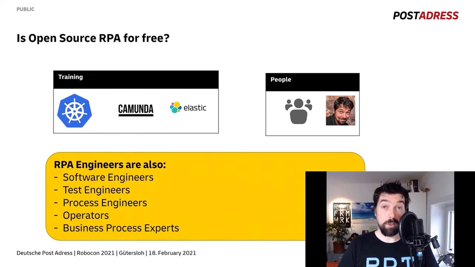Kubernetes isn't easy. Check out the talk from Niels about the Kubernetes library. And also Camunda, you can teach yourself, but it's really worth investing into a training and getting a head start. And also Elasticsearch isn't simple. I cannot learn it by myself. I don't get how to build indexes and what documents are and stuff. So it's worth investing in those trainings.